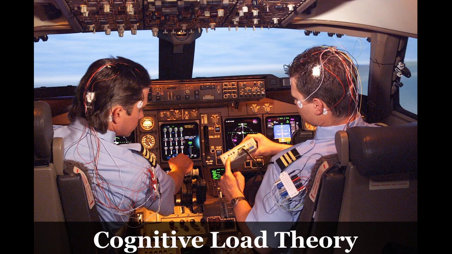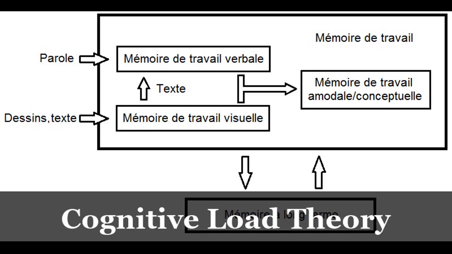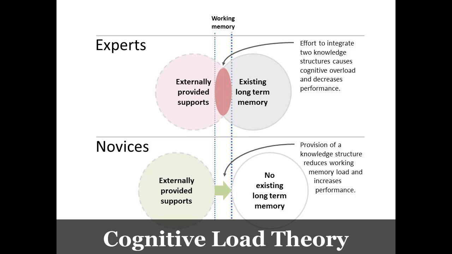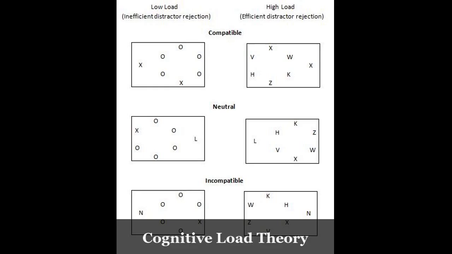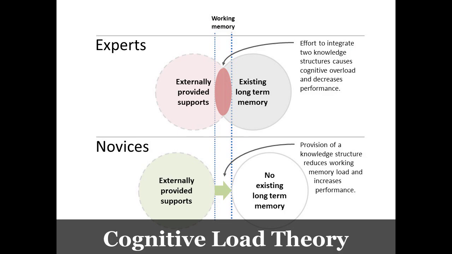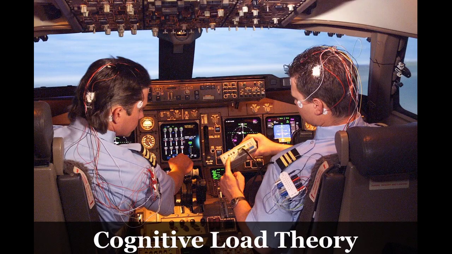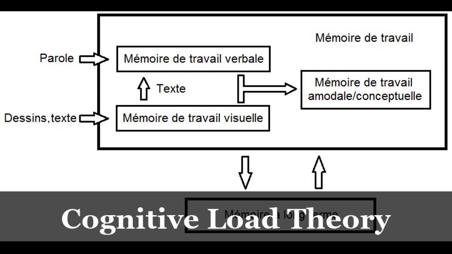For instance, consider a study on medical students learning about surgical procedures. Novice students might benefit greatly from detailed step-by-step instructions and diagrams, as these reduce intrinsic cognitive load by breaking down complex information into manageable parts. However, for experienced surgeons, such detailed guidance could become redundant, potentially increasing extraneous cognitive load by forcing them to process unnecessary information. This example illustrates how understanding cognitive load theory can inform the design of educational materials and instruction to better match the needs of learners at different levels of expertise.